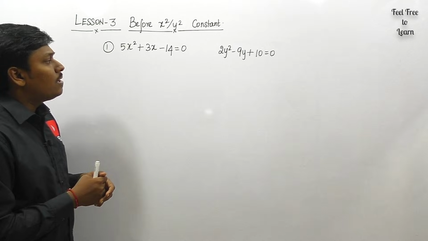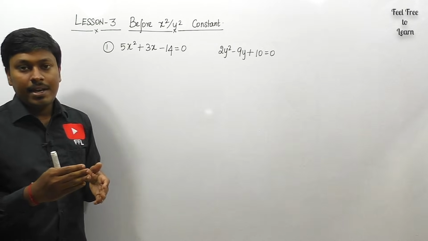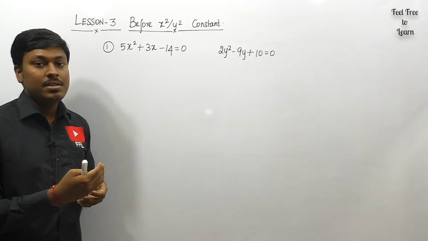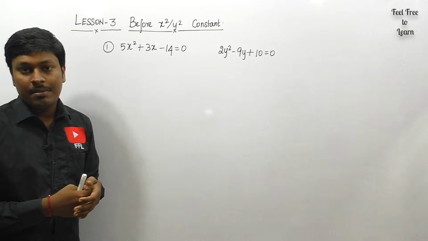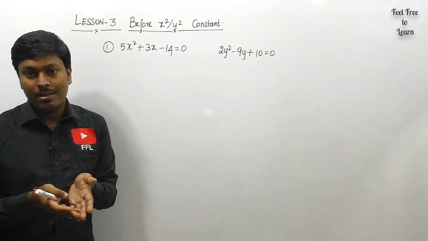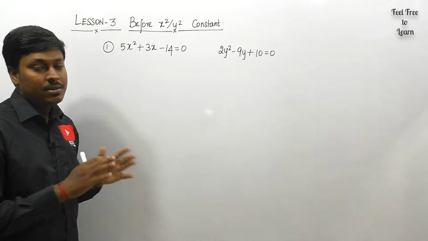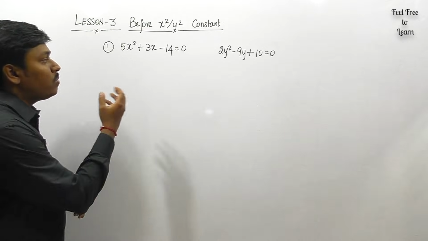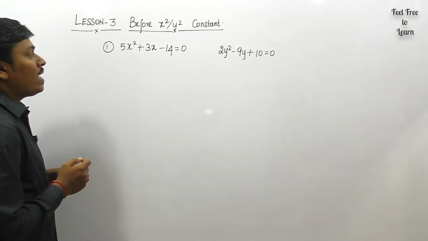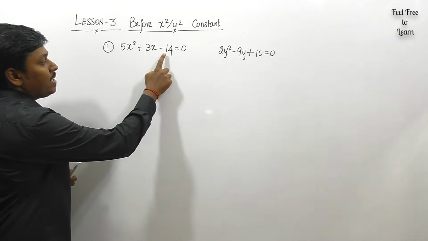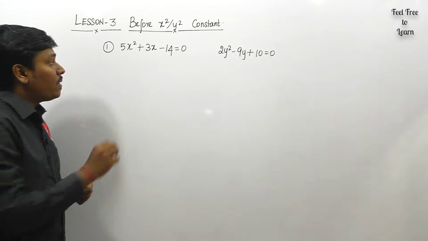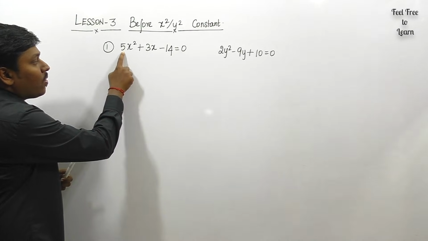So friends, I think by watching lesson number 2, you got an idea how to find the factors. If it is a 2-digit number, it is easy. If it is a 3-digit number, in lesson number 2, I have taught you a shortcut. By using that shortcut, finding a factor is so simple, right? Okay, so let me move on to question number 1. So 5x square plus 3x minus 14 is equal to 0. So here before x square we have a constant 5.